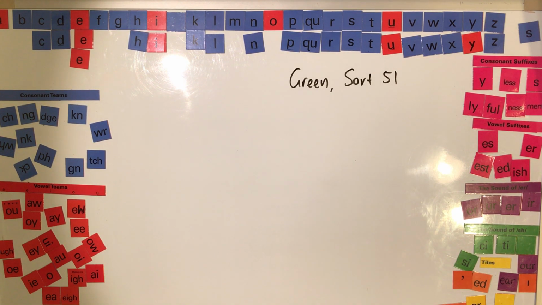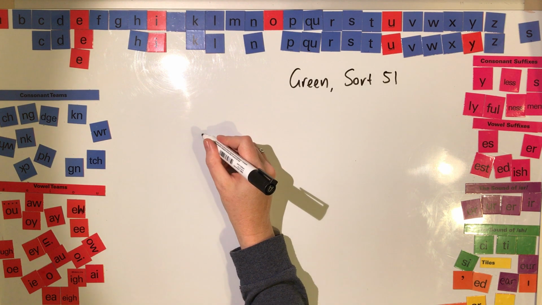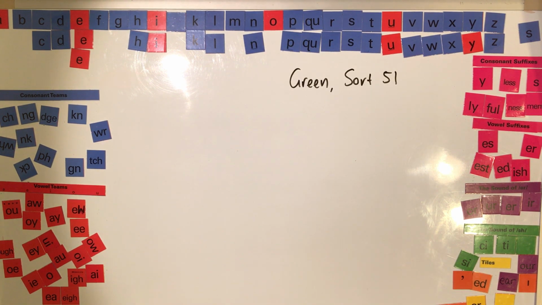Okay, we are looking at green sort 51 words today. Last week we looked at adding y and ly to words to change the word. Now, this week we are adding 2 more suffixes. Remember, we have 3 lessons of suffixes. This is the second one.